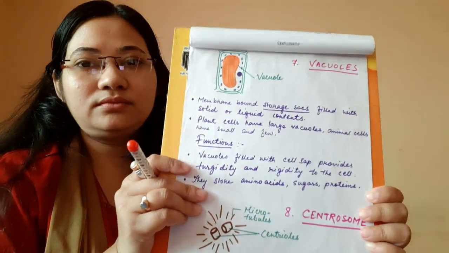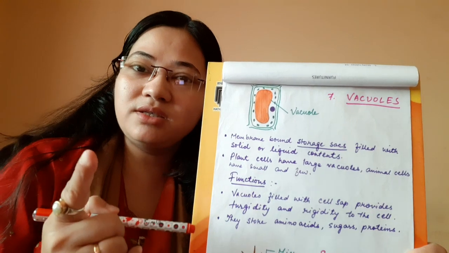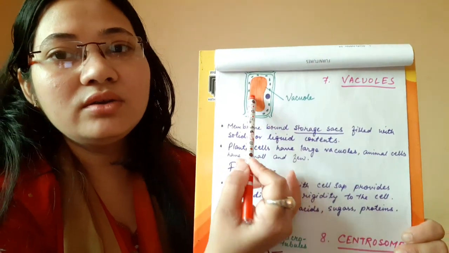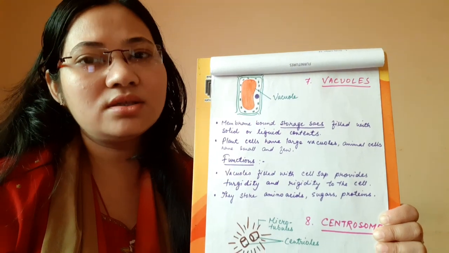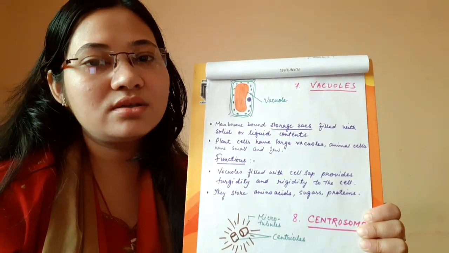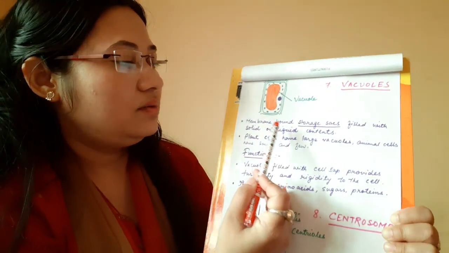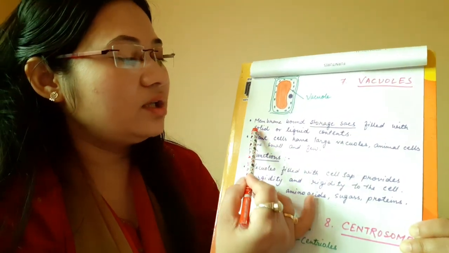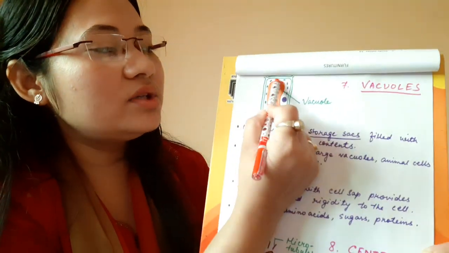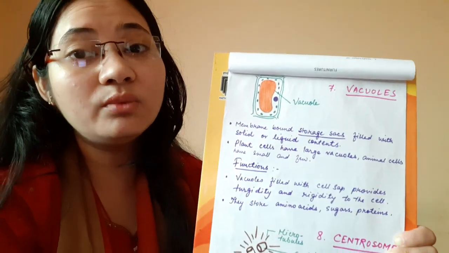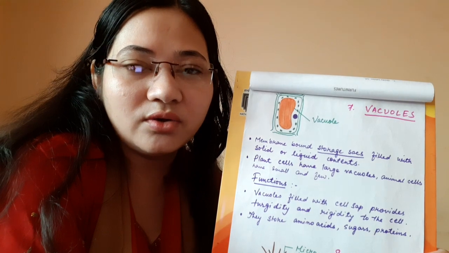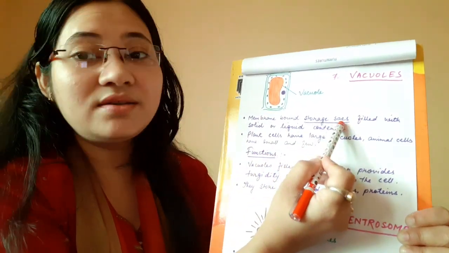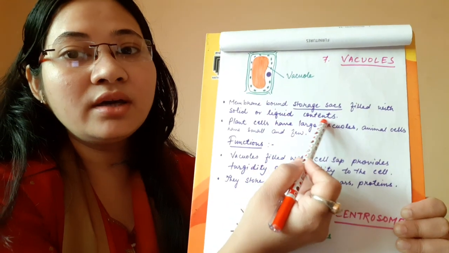Now let us see our next cell organelle, that is vacuoles. Here I have drawn a plant cell because, just like plastids, large vacuoles are present only in case of plant cells. Here I have drawn a large vacuole, and this vacuole contains cell sap. That means a cell solution of minerals, water or liquid. They store some liquids, some fluids, or they can also store some solid contents. A membrane bound storage sac filled with solid or liquid content. These vacuoles are made up of a single membrane, also called tonoplast. So the membrane of the vacuole is single and it is called tonoplast.